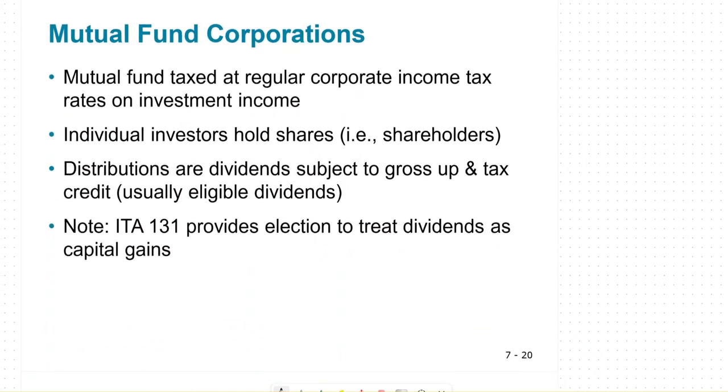Mutual fund corporations are taxed at a regular corporate income tax rate on the investment income. Individual investors hold shares and are called shareholders. If you buy the shares, you will be called a shareholder. Distributions or dividends are subject to gross-up and tax credit, usually for eligible dividends. Remember we said that you have a 6/11 plus your 5/11.